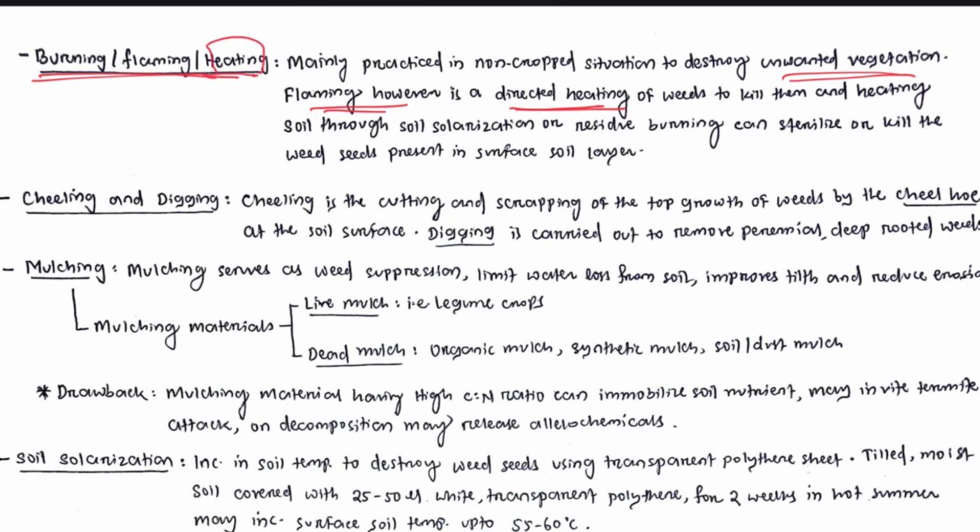Again, heating means heating of soil. That may be done with soil solarization. I will come to this soil solarization process later on. So these are other methods of weed control: flaming, burning, as well as heating.